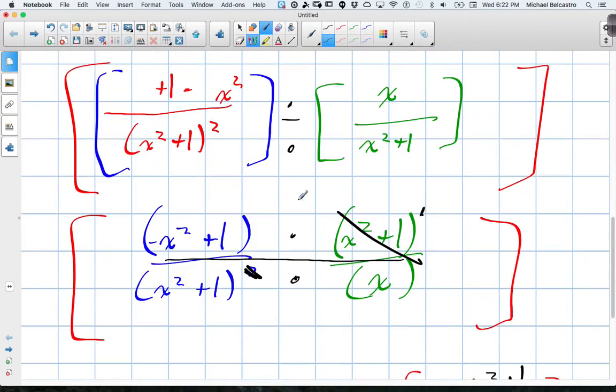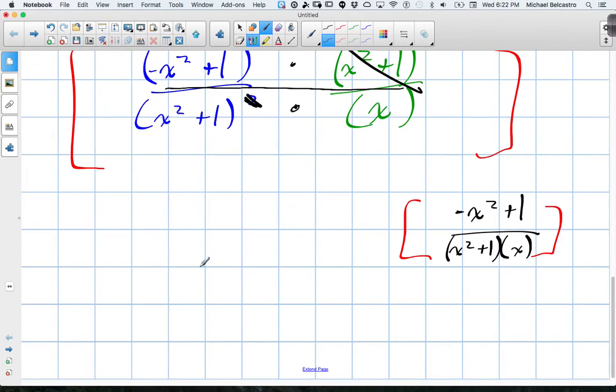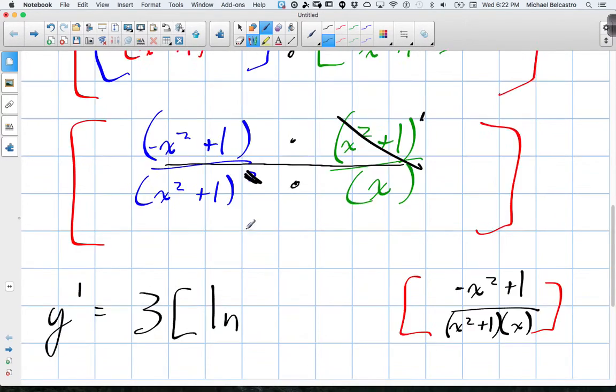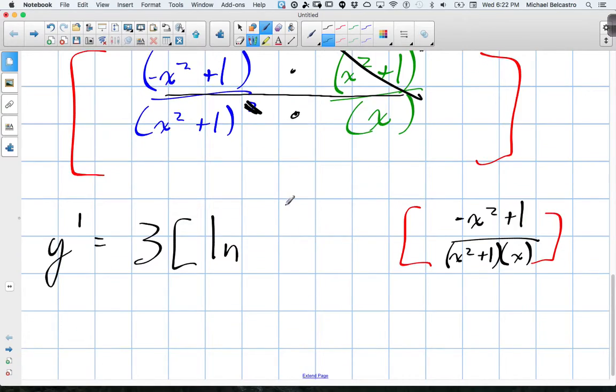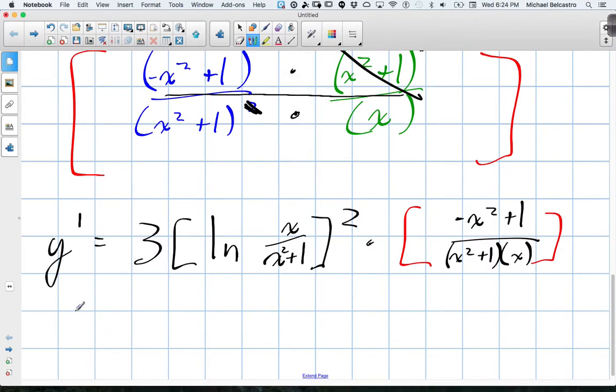So now I'm going to pull what we had before. 3 ln x squared. So our y prime, I'm re-bringing back everything down. 3 to the power base ln x over x plus x squared plus 1 squared. And these things are multiplied by each other. So let's take a look at that. And this is essentially it.